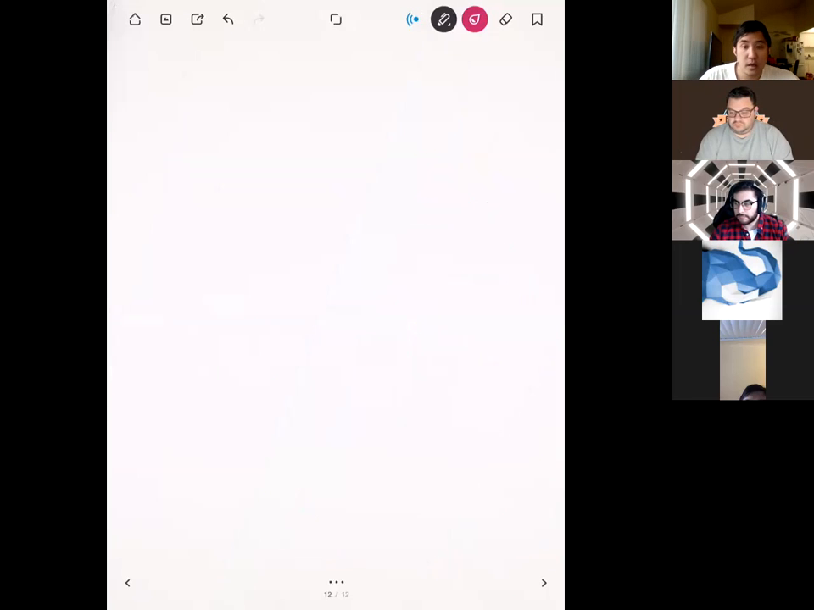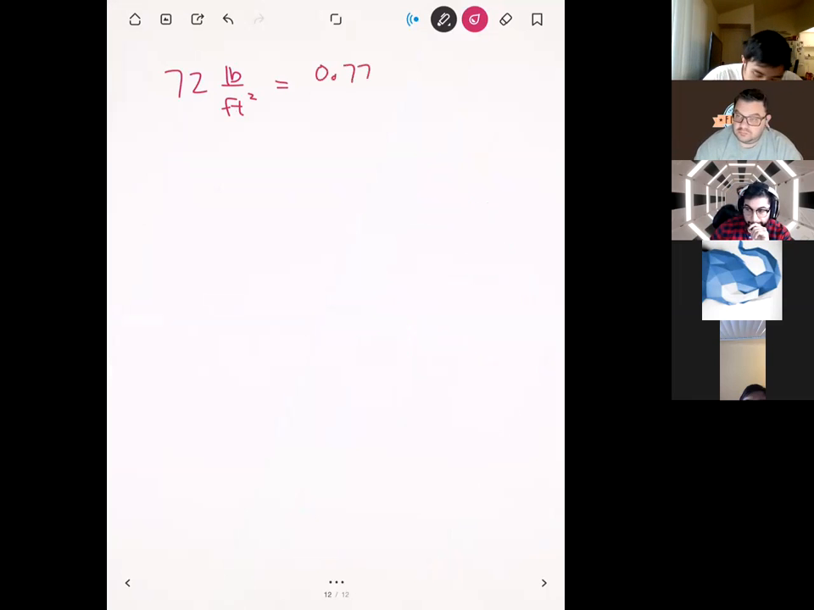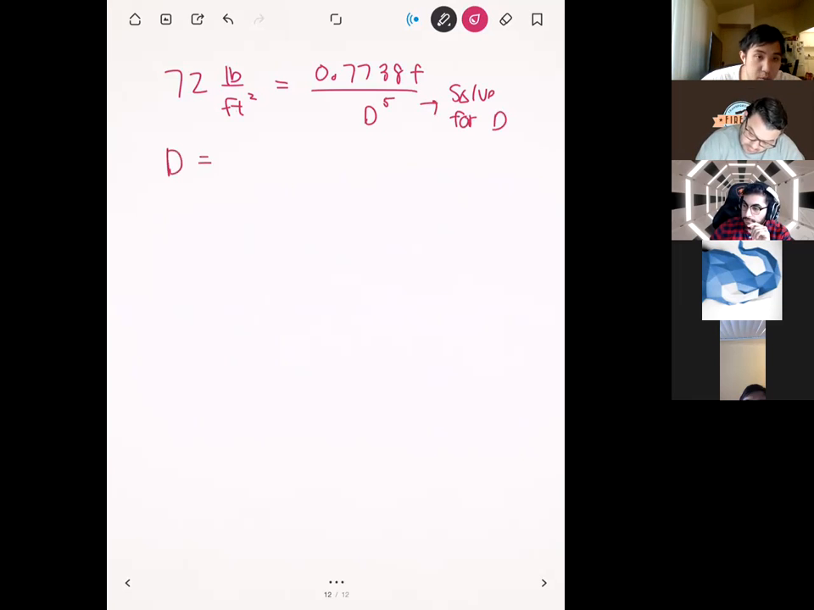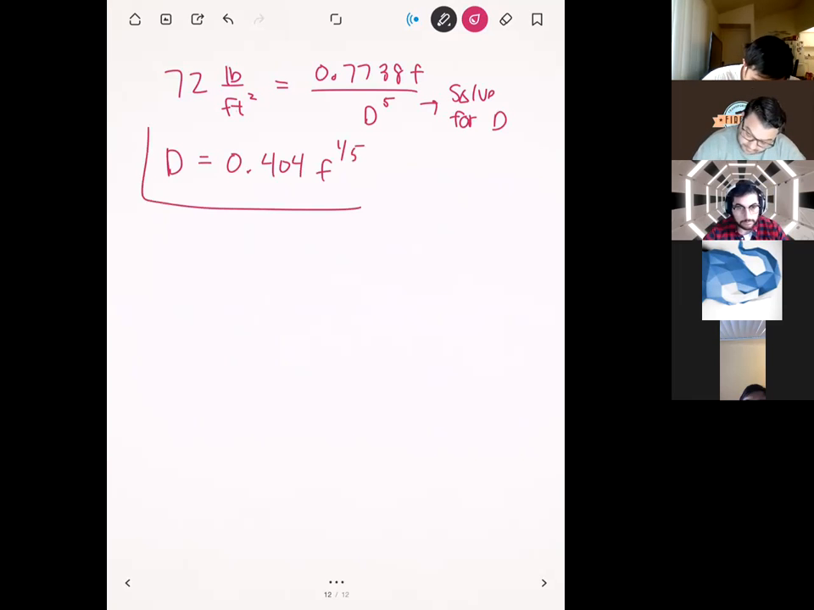You plug all those in, and what you get is 72 pounds per feet squared is equal to 0.7738 F divided by D to the 5th power. If we solve this equation for D, what we get is D is equal to 0.404 F raised to the 1/5 power.